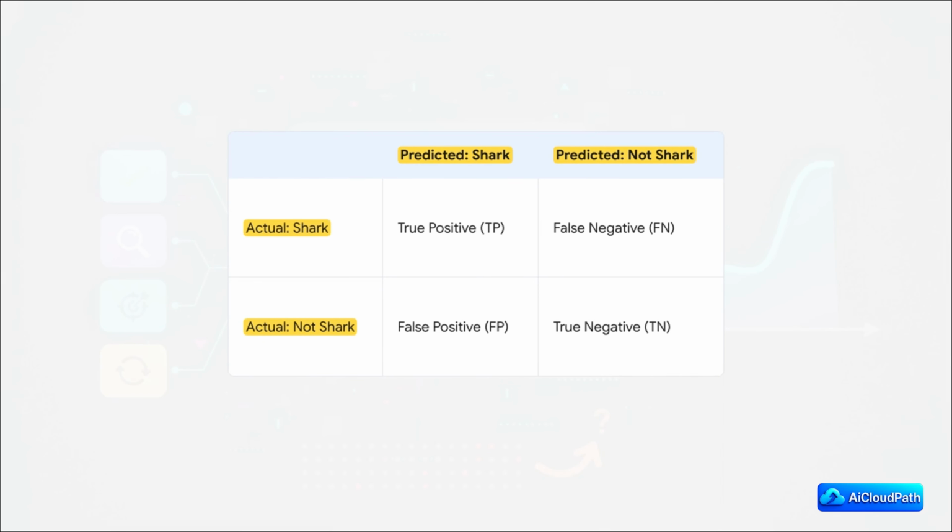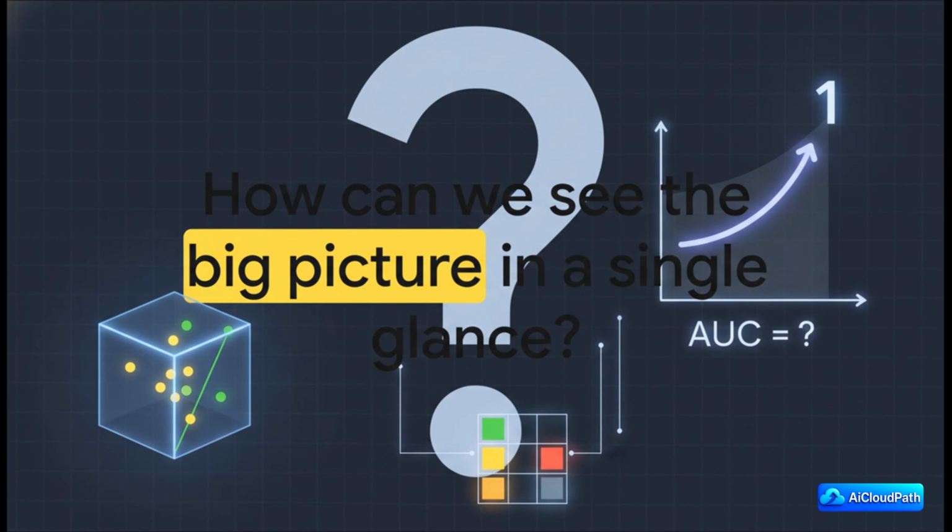So right away, you can see where your model is succeeding. That's the diagonal line with the true positives and true negatives. And more importantly, where it's getting confused. It's the ultimate source of truth for your model's performance. The matrix is awesome for getting into the nitty-gritty details, but sometimes you just need one single picture to see how good your model is at telling things apart overall.